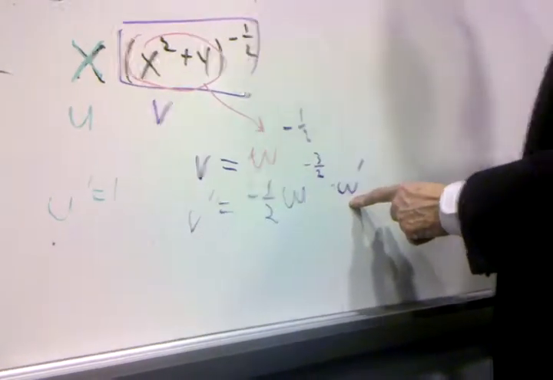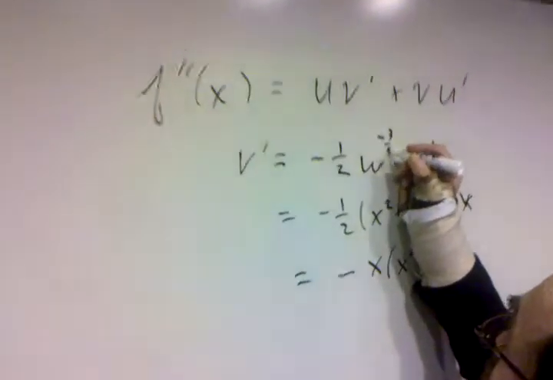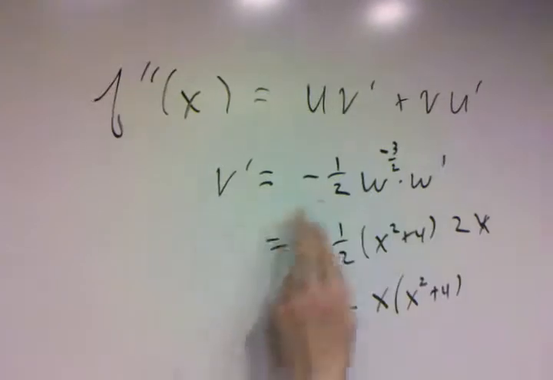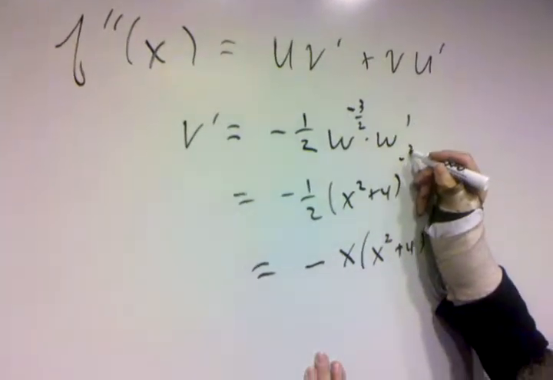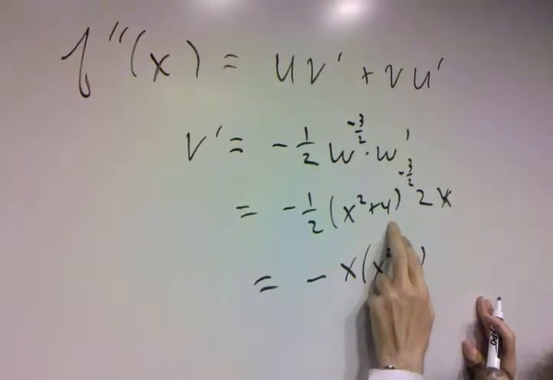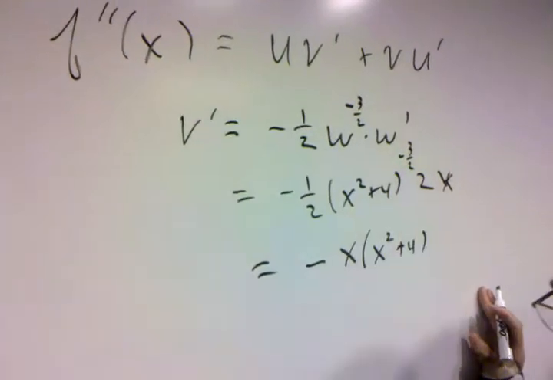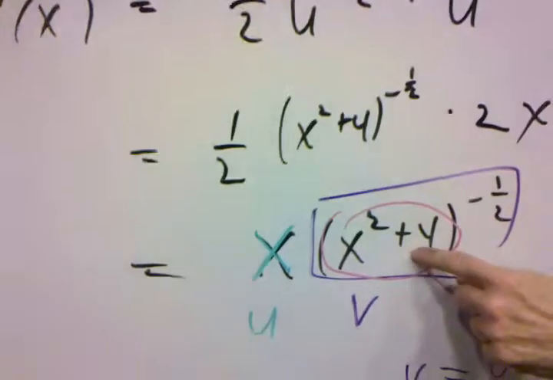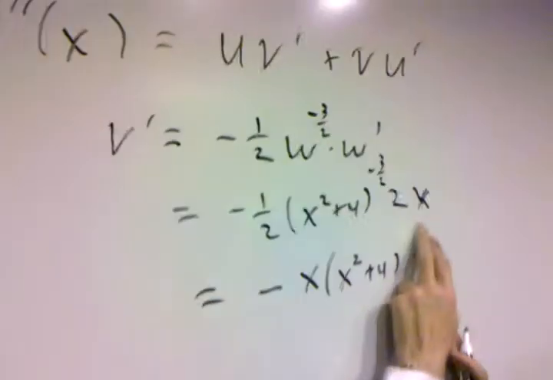I'm going to copy that over in black right here. So I get v prime is minus a half, w to the minus 3 halves times w prime. I substitute in for w what w is, which is x squared plus 4. And w prime is the derivative of w. W down here was x squared plus 4. So the derivative is just plain 2x. So I put in 2x right here.